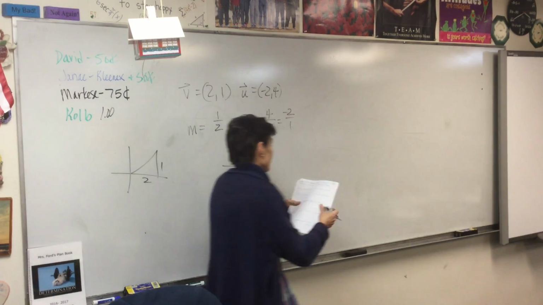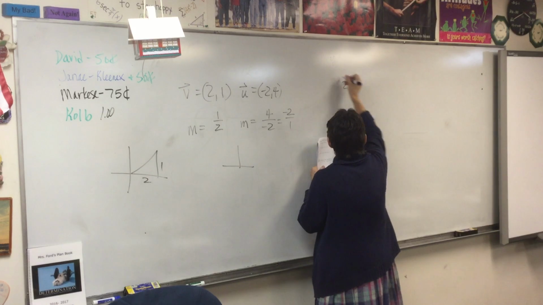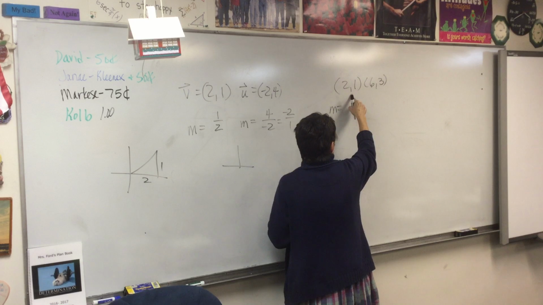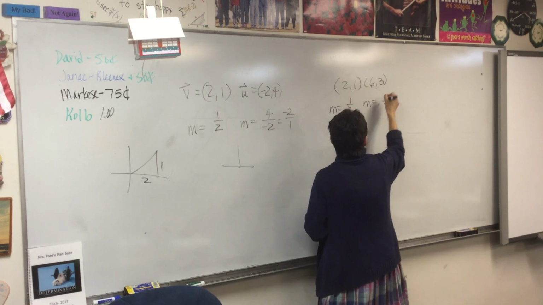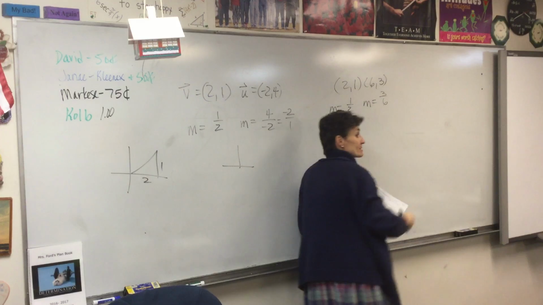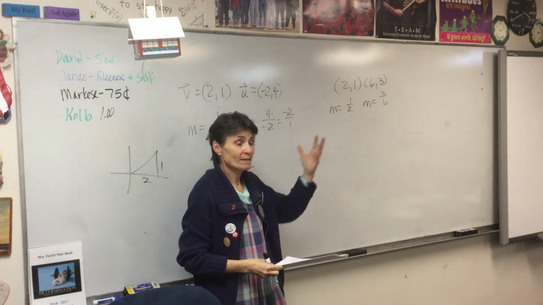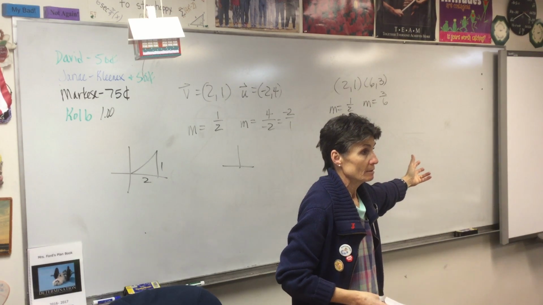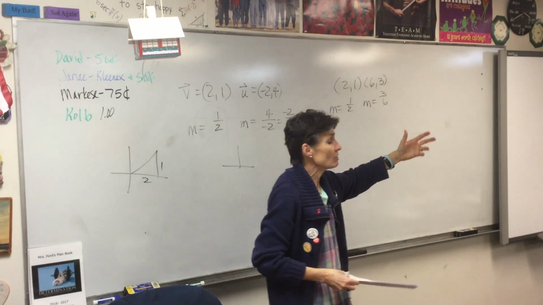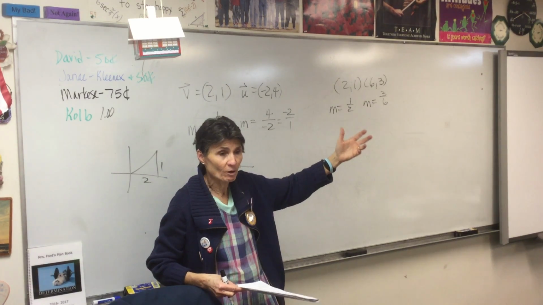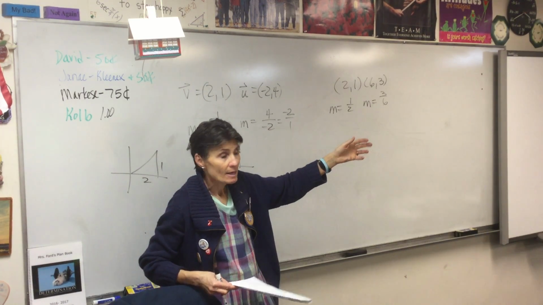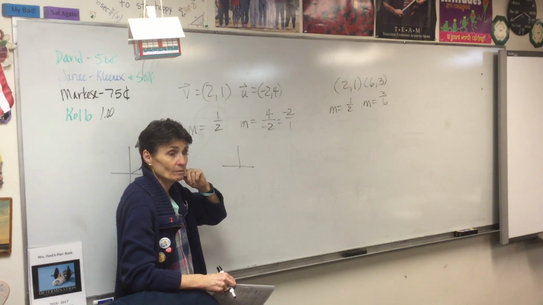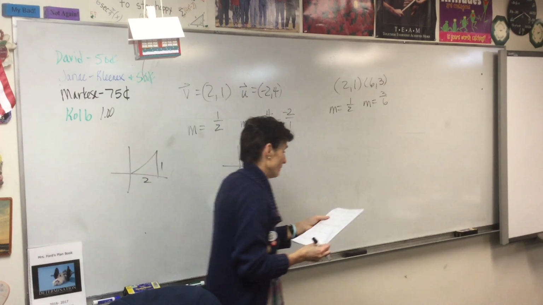All right, so let's look at B. We've got 2, 1 and 6, 3. All right, what's the slope of this one? 1/2. What's the slope of this one? 3, 6. 1/2. So what's the relationship between those two vectors? Parallel. Boys and girls, if things have the same slope, they're parallel, right? If they have opposite reciprocals, they are orthogonal. But if they're the same, they're parallel.